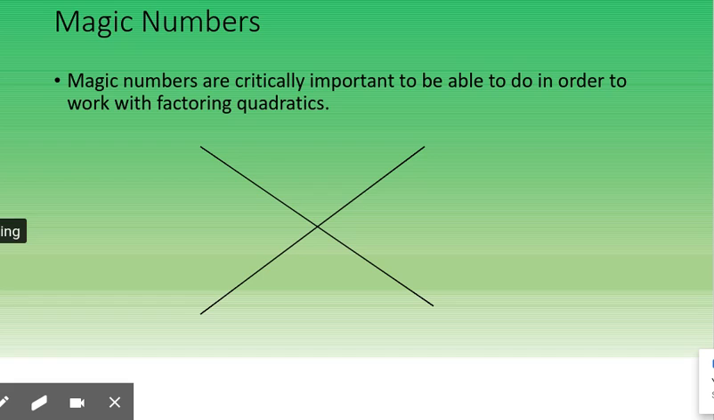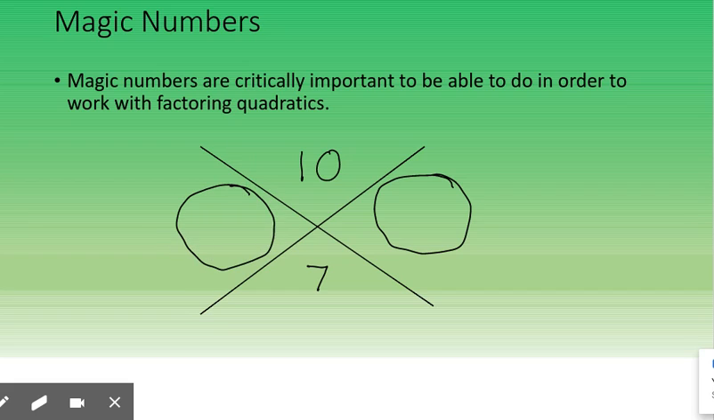Now, I'm going to give you 2 numbers, okay? You're going to get a number here. Let me just write a 10 there. And you're going to get a number here. Put a 7 there. And what you're trying to figure out is 2 numbers that multiply to be the top one and add up to be the bottom one. Again, multiply to be 10, add to be 7.